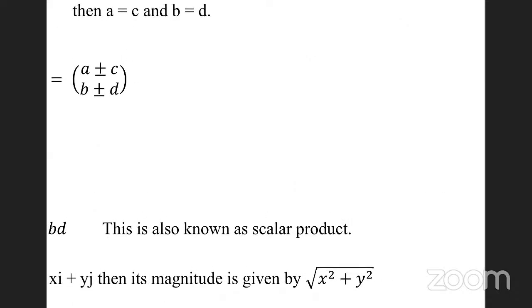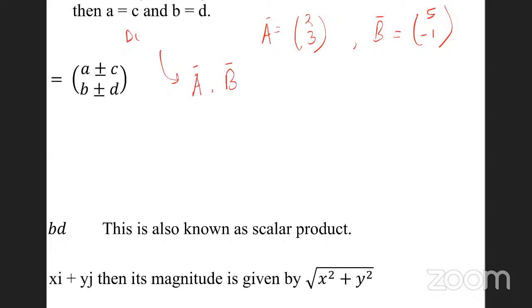Okay, let's say I gave you the vector A. The vector A is 2, 3. And the vector B is equal to, let me just put in some minus signs, right? And I asked you to find the product of A and B. This product here has two names for it: the dot or the scalar product. How do we work it out?